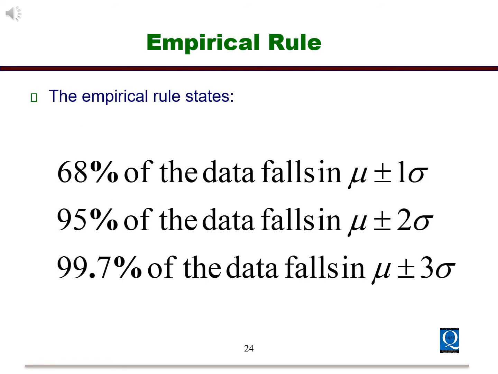Since we are using the standard normal distribution, there is another interesting property called the empirical rule. It states that if the distribution is standard normal, then the properties in the slide hold. Let's look at an example of this.